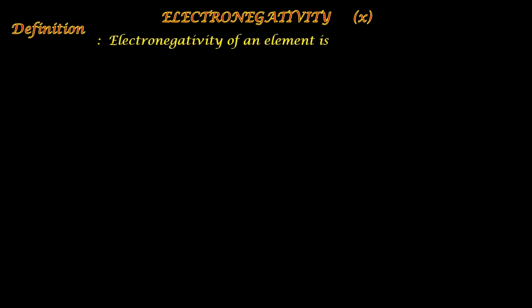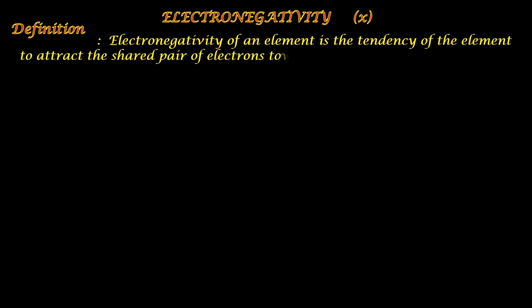Electronegativity. Symbol Chi. Definition. Electronegativity of an element is the tendency of the element to attract the shared pair of electrons towards itself in a covalent bond. So it is all about covalently bonded atoms.